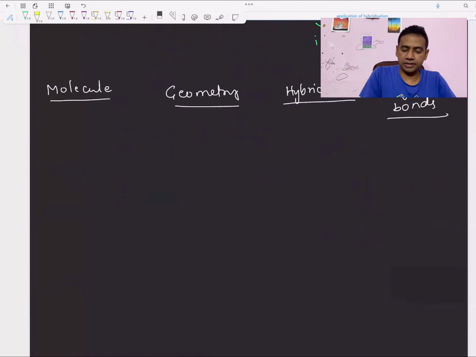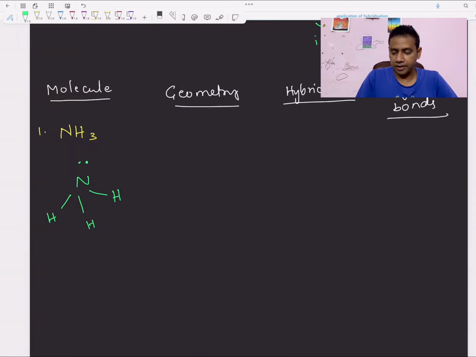Okay, let's start with a simple molecule, ammonia. Nitrogen belongs to the 15th group, 5 valency electrons. Each hydrogen forms one single covalent bond. Therefore, nitrogen uses 3 electrons to form 3 single covalent bonds and nitrogen has one lone pair.